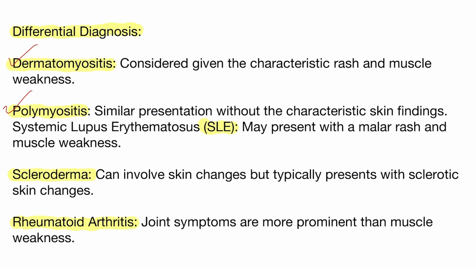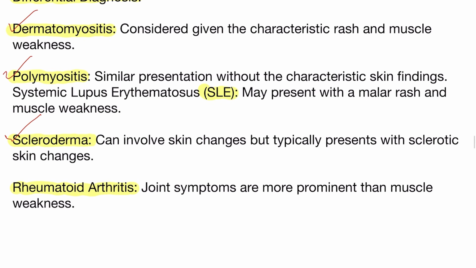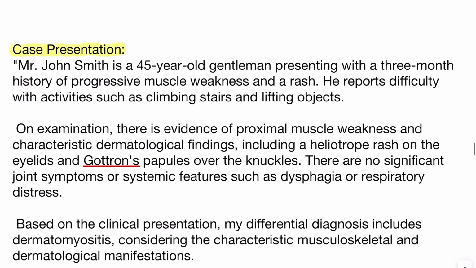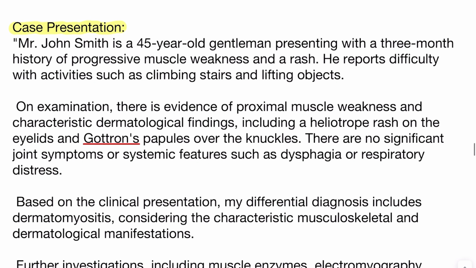Scleroderma can involve skin changes, but typically it presents with sclerotic skin changes, and rheumatoid arthritis, in which joint symptoms are more prominent than muscle weakness. So remember these 4 differentials. After you are done with your history and your clinical examination, you are going to present the case.